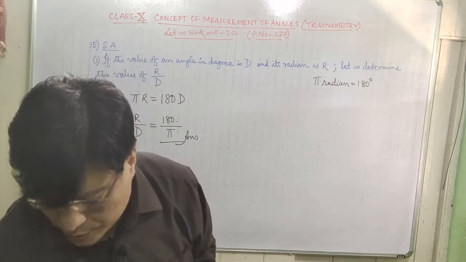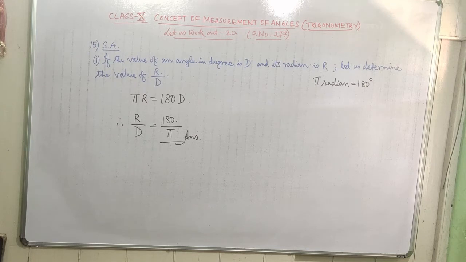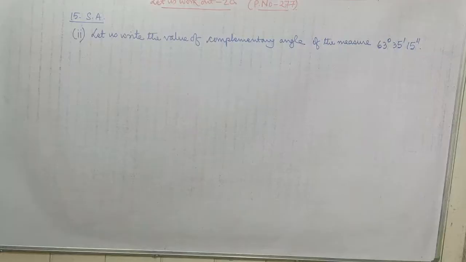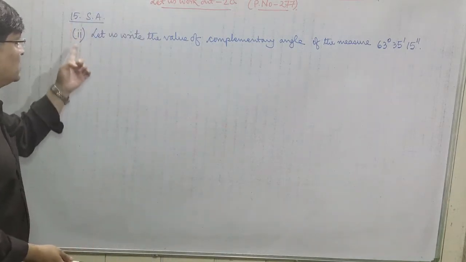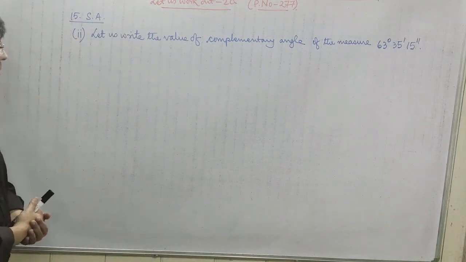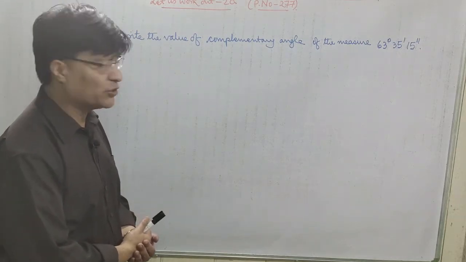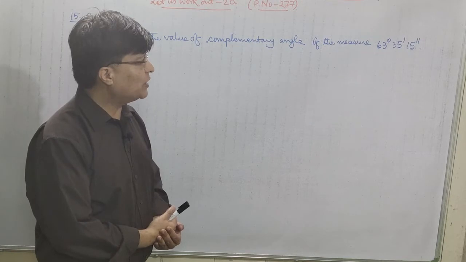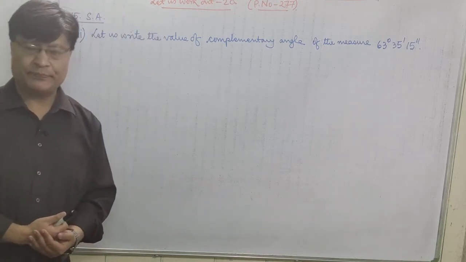Now let's do the next question, that is 15 number 2. Let us write the value of the complementary angle of the measure 63 degree 35 minutes 15 seconds.